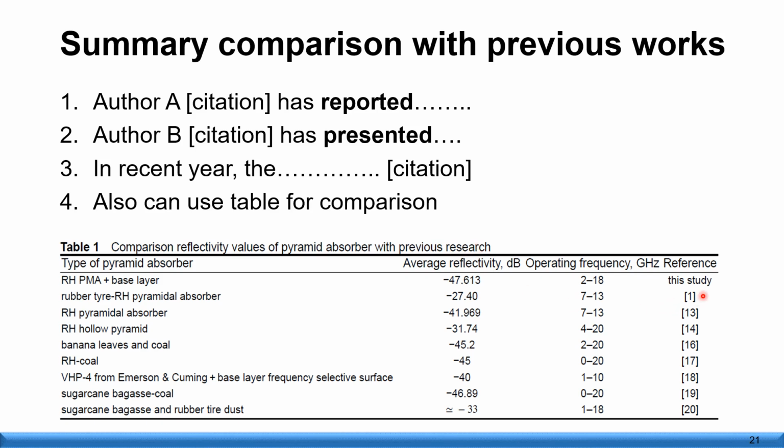You can put a reference here, and then the parameters that you want to compare: the average reflectivity, and the operating frequency. So this is the frequency range, this is the reflectivity, and this is the type of absorber. So you are comparing different types of absorber with different parameters. Okay, this is how you compare with your previous work.